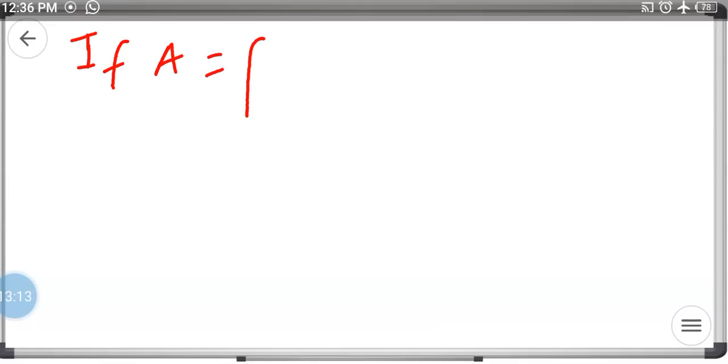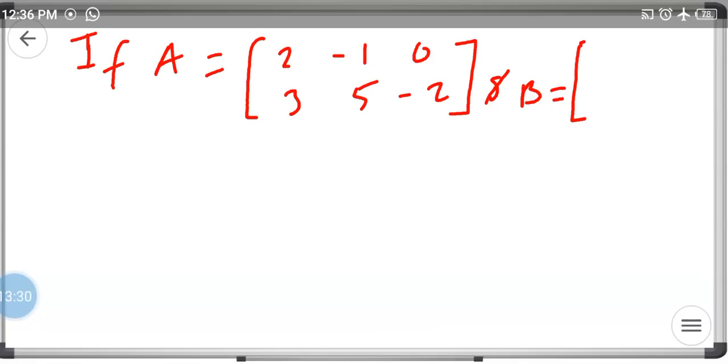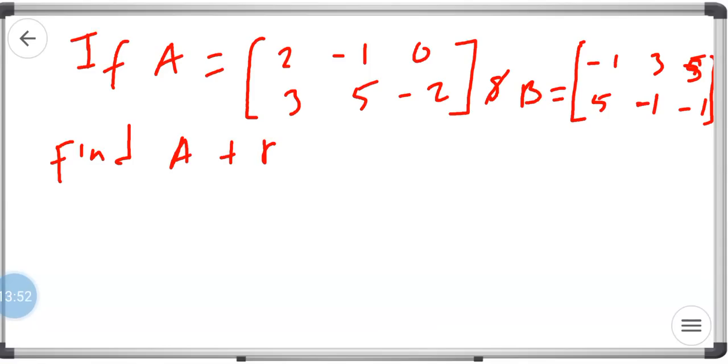Question 2: if A equals 2, minus 1, 0, 3, 5, minus 2, and B equals minus 1, 3, 5, 5, minus 1, minus 1. So we have that. Now find A plus B.